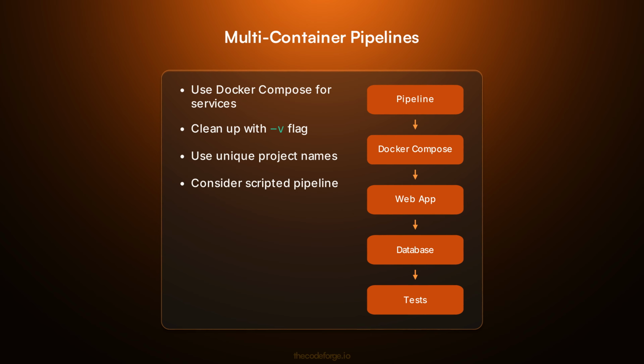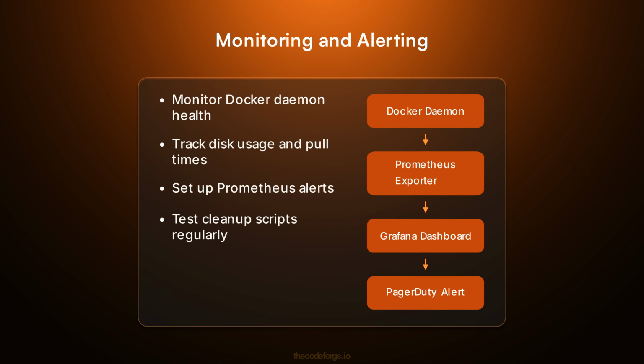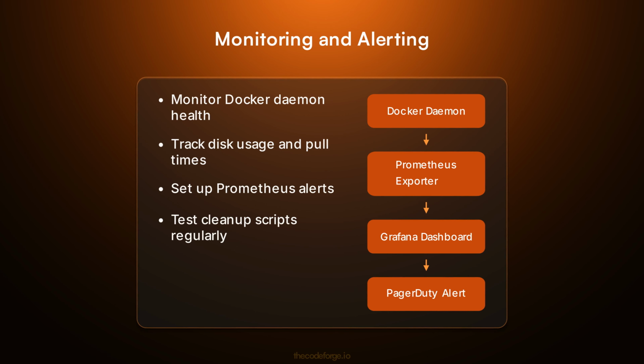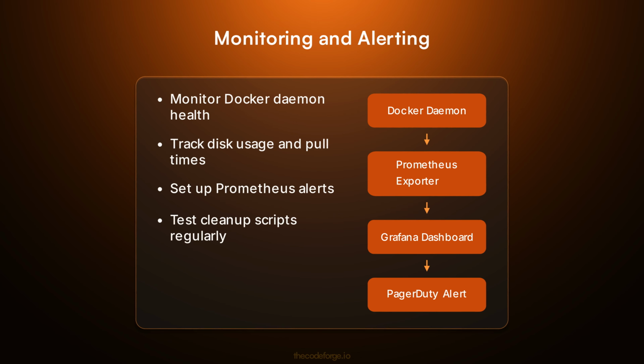Ensure cleanup with Docker Compose -v and use unique project names per build to avoid conflicts. For complex orchestration, consider scripted pipelines. Monitor key metrics like Docker daemon health, image pull times, disk usage, and build failure rates. Use Prometheus with the Docker exporter and set up alerts for disk usage above 80% and other critical conditions.